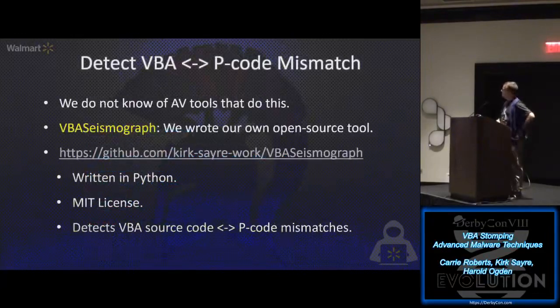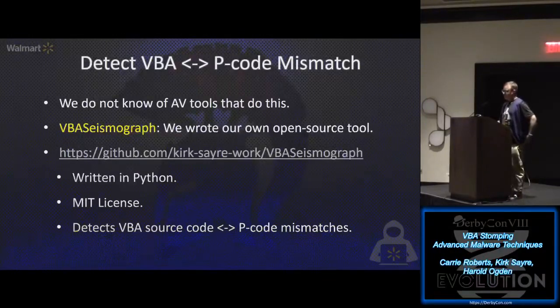Now, we've also done some work in the area of looking for VBA source code and P code mismatches, because this is the more obvious avenue to take. So we've written an open source tool called VBA Seismograph, which is written in Python. It's up on GitHub. It has an MIT license. So if y'all are interested in this, and especially if you have security products, please steal it and try to use it.